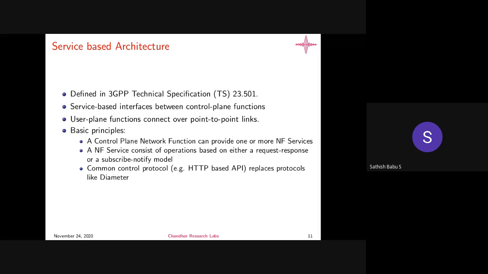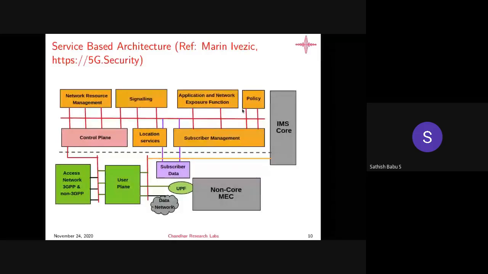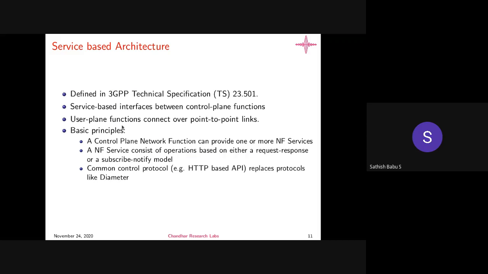So this service based architecture has been defined in TS 23.501, the specification I refer to. Service based interfaces are used between the control functions. I told you in the last diagram, the red line: all the functions communicate with each other and also with the control plane with the help of service based interfaces, and user planes connect over point to point links. One more advantage of this service based architecture is that in 2G or 3G you have many application layer protocols like the Diameter protocol and RADIUS. If you have worked in the network layer, you will have come across these. All these have been replaced here.